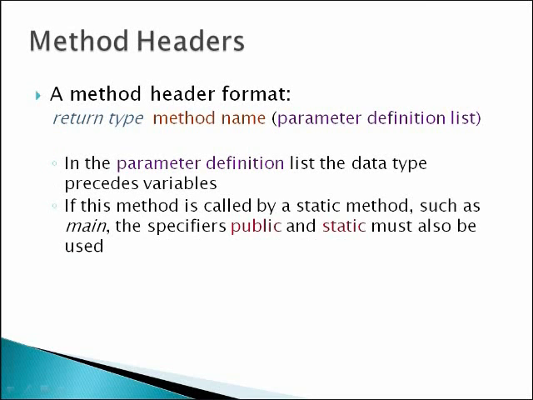Method headers. A method header format goes as follows. Return type, followed by method name, followed by parentheses, inside which is a parameter definition list. In the parameter definition list, the data type precedes the variables. If this method is called by a static method such as main, the specifiers public and static must also be used.